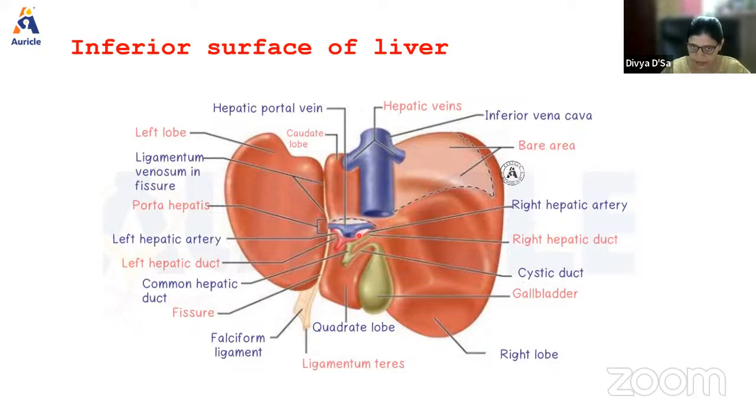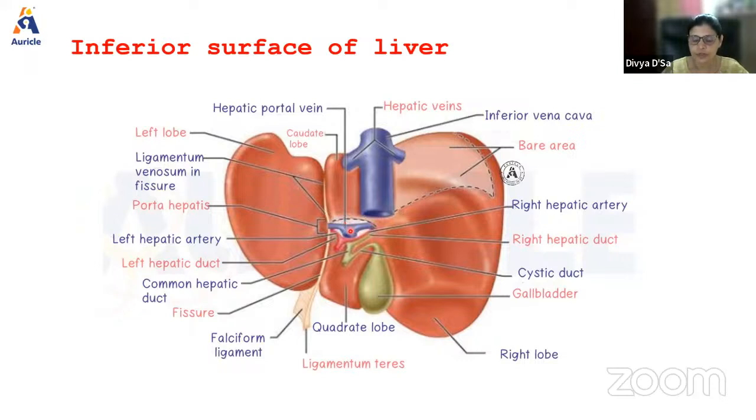The structures which enter here, if you see, are the right and left branches of the hepatic artery, the right and left divisions of the portal vein, and the hepatic plexus of nerves. These are the structures which enter the liver. The structures which leave the porta hepatis are the right and left hepatic ducts, which later form the cystic duct, and lymphatics. So, the arrangement of these principal structures from before backwards is the ducts first, then the artery, and then the vein.